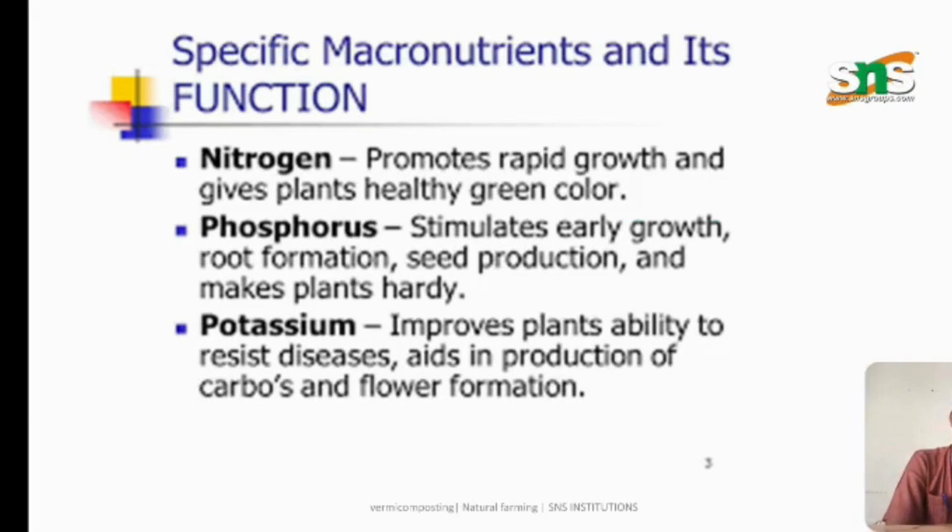Specific macronutrients and their functions. Nitrogen promotes rapid growth and gives plants a healthy green color. This is the purpose of nitrogen. Phosphorus stimulates early growth, root formation, seed production, and makes the plant hardy. Potassium improves the plant's ability to resist disease and aids in the production of carbohydrates and flower formation. These three are the main nutrients of the plants, that is NPK: nitrogen, phosphorus, and potassium.